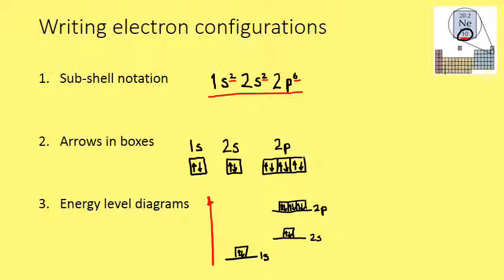Okay, and so now what we've done is we've accounted for all 10 of neon's electrons in the energy level diagram, whereby the 1s orbital was the lowest energy level, slightly higher is the 2s orbital, and the 3 2p orbitals are of a higher still energy level. So that's how we do that. But just for completeness, I'll label my axis because this was energy, wasn't it?